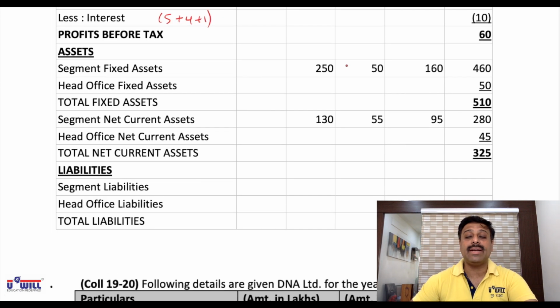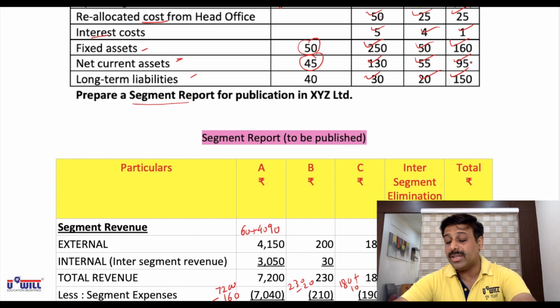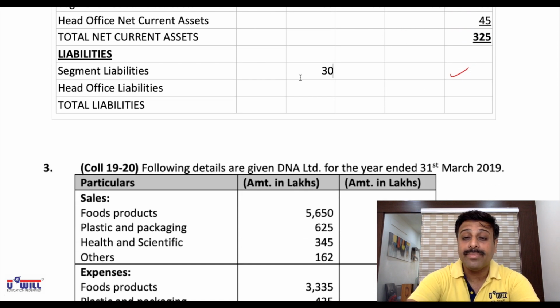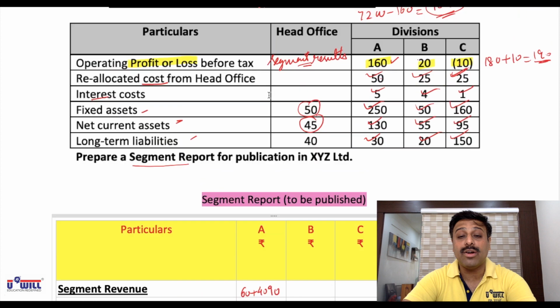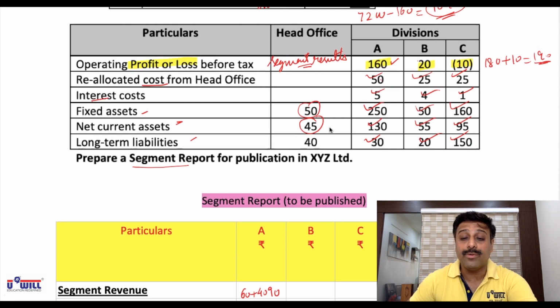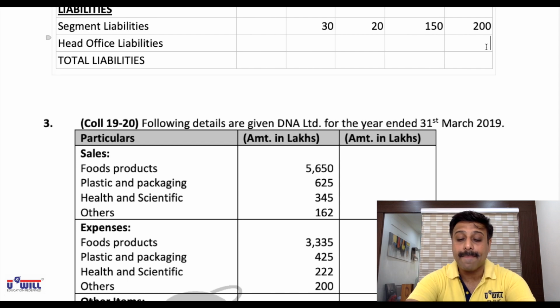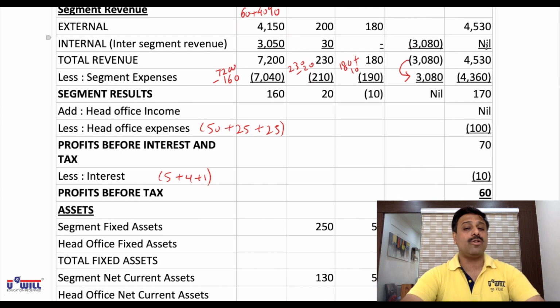Okay, now we write segment liabilities. Segment liabilities are given as 30, 20 and 150. So segment liabilities, all of you write down 30, 20 and 150. Now 30 plus 20, 50 plus 150, 200. Then head office liabilities are directly given as 40. So in head office liabilities, write down 40. 200 plus 40, 240 would be the total liabilities. So this is how we have to make a segment report.